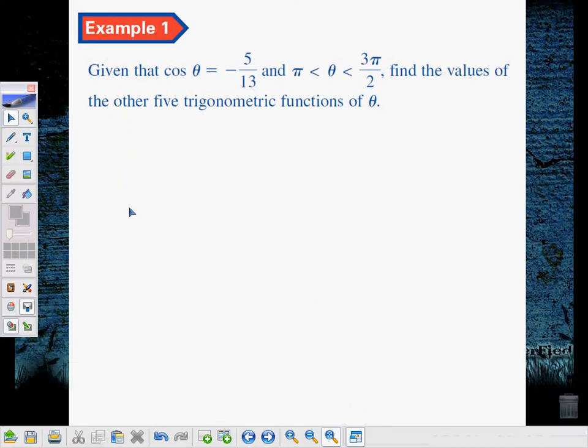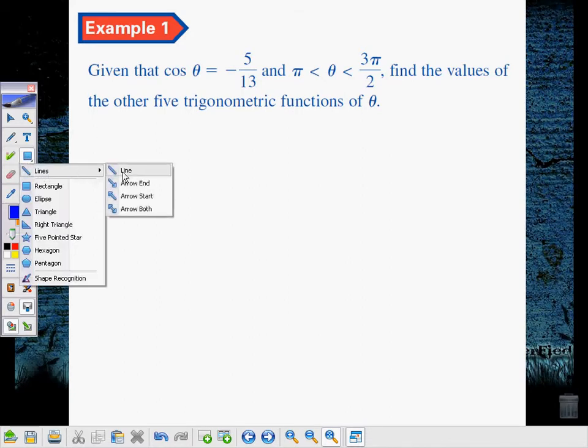For our first example, we will start that the cosine of theta is equal to -5/13, with theta being between pi and 3 pi over 2, thus putting me in the third quadrant, and me wanting to find the values of the other 5 trigonometric functions of theta. Okay. If you need to pause this to copy down the example, it might be a good time, but I'm going to keep on rolling since the pausing is up to you.